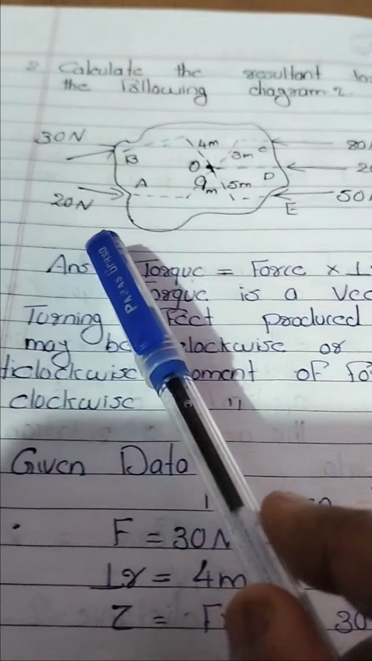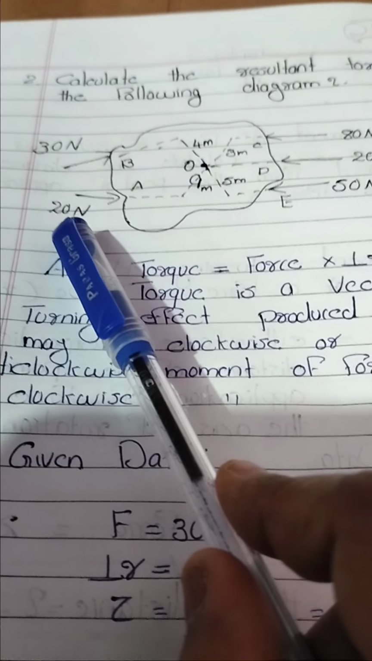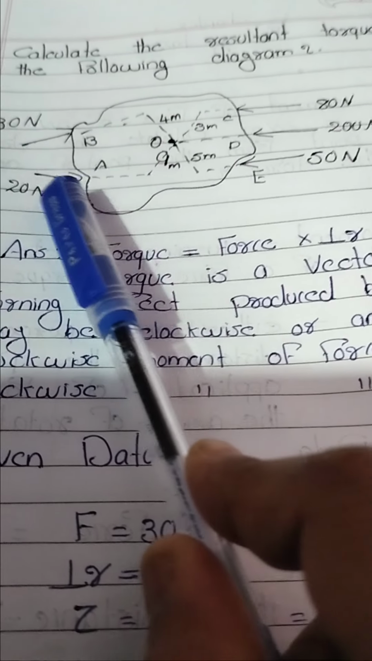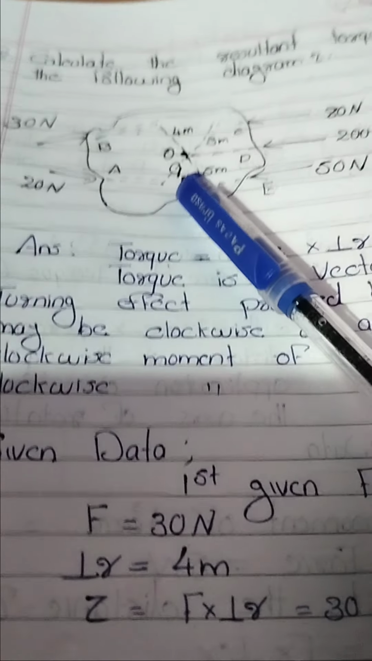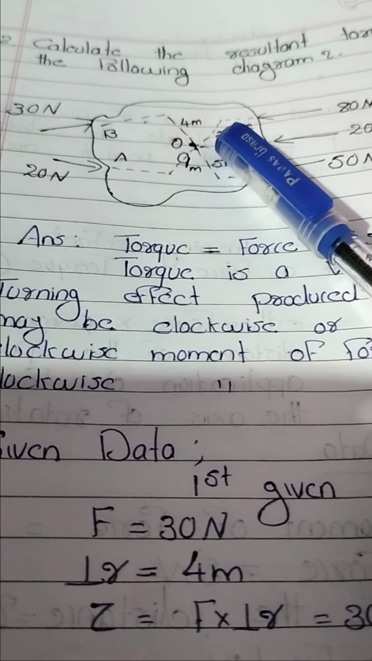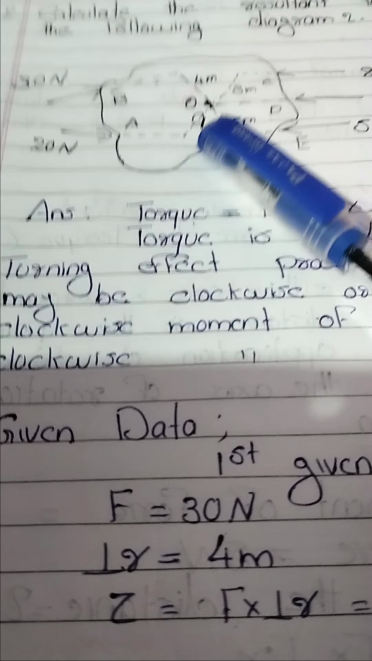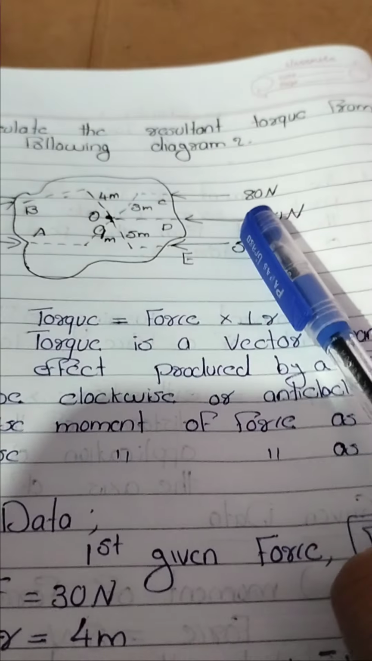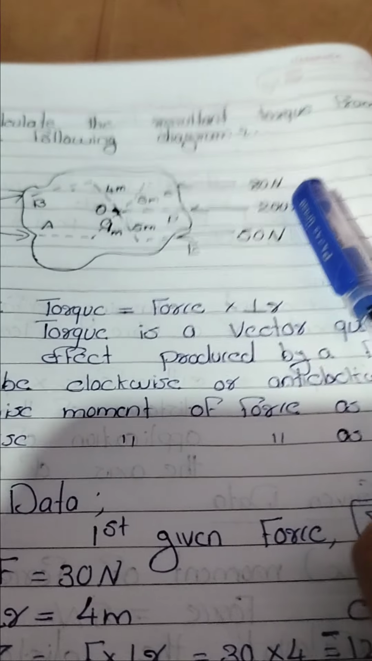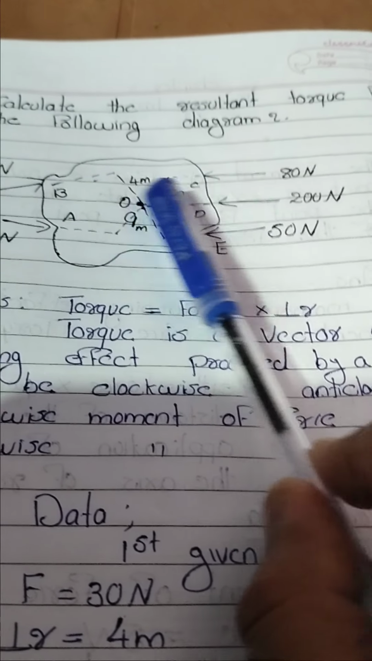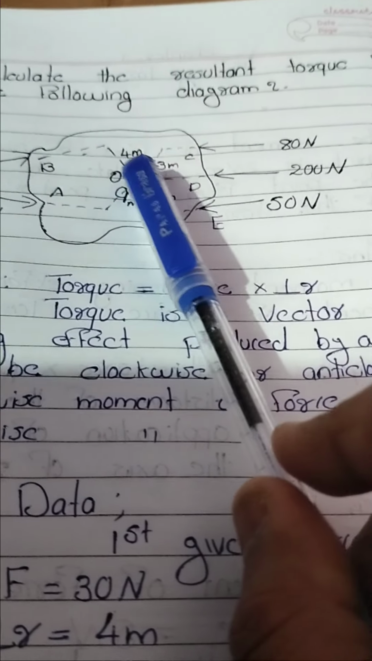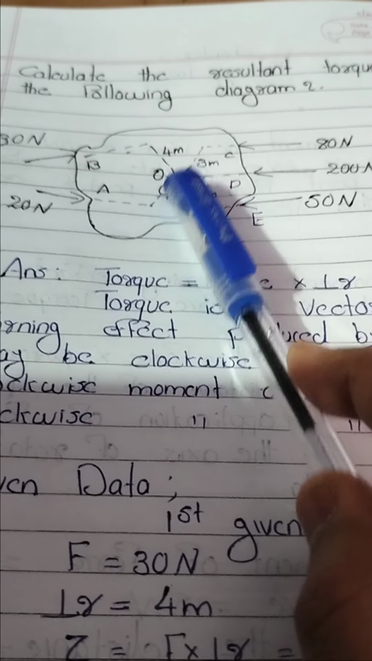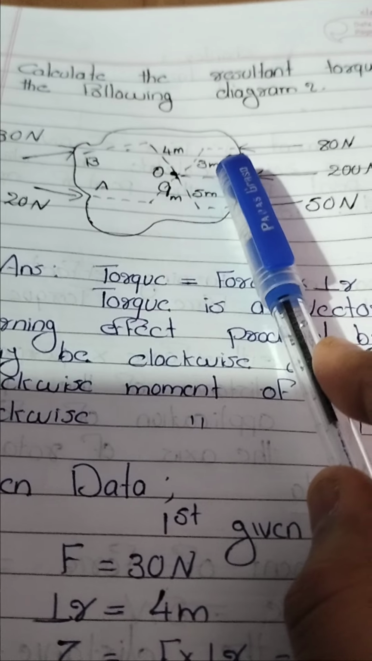Similarly, the next given force is 20 Newton. Just extending this 20 Newton like that, this is the line of force. This line of force makes a perpendicular distance from the origin O, that is already given, 1 meter. In a similar way, the next given force is 80 Newton. This is the line of force, that means the extended line of the given force 80 Newton, making a perpendicular distance from the origin O, that distance is already given, 3 meter.